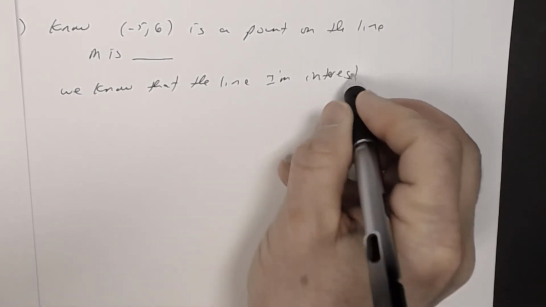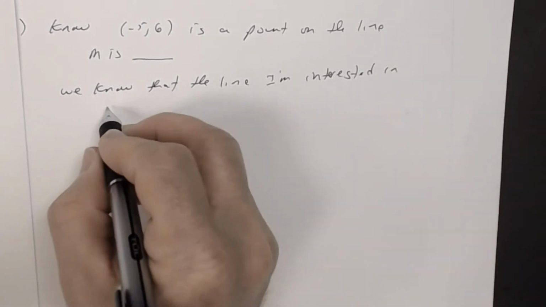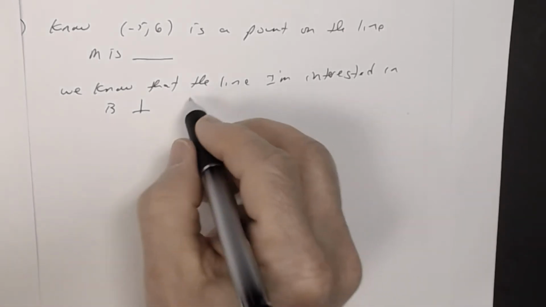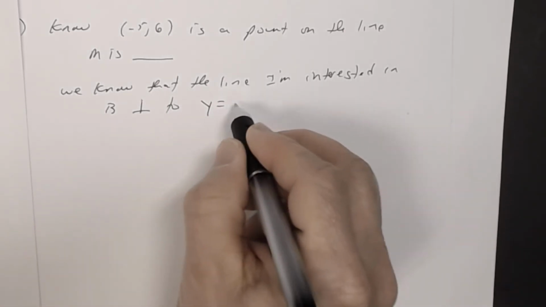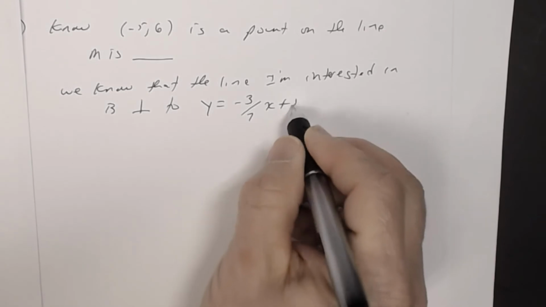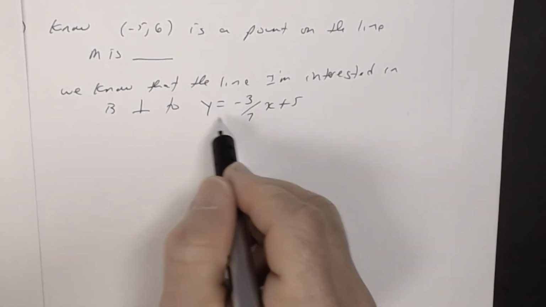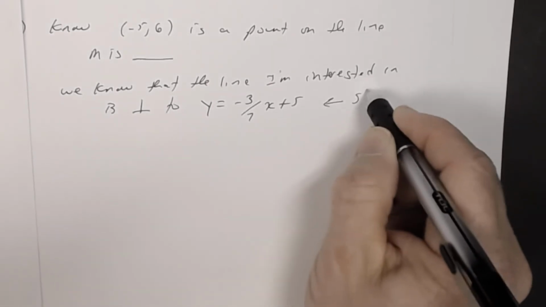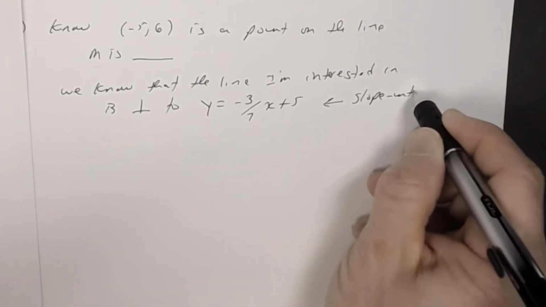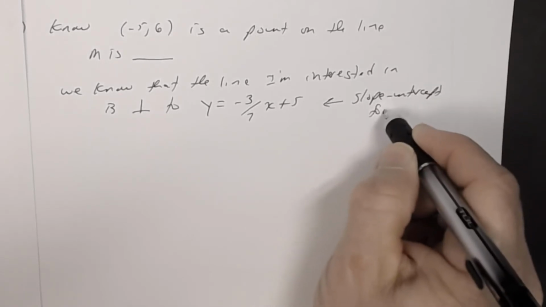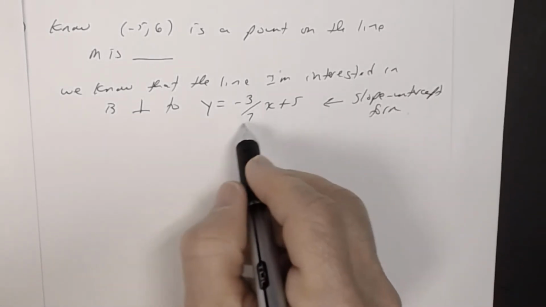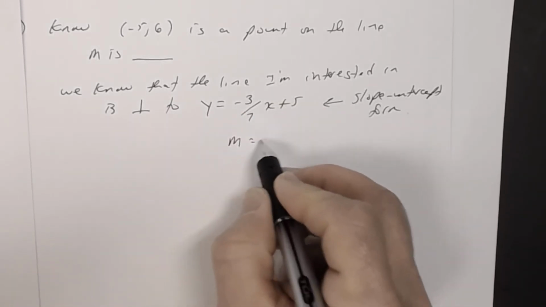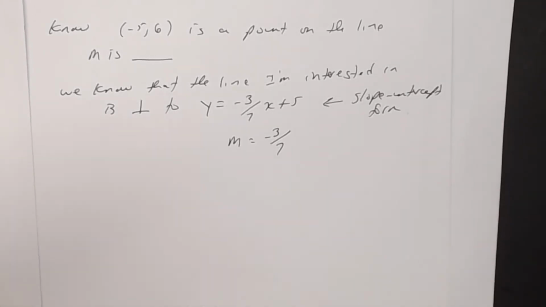the line I'm interested in is perpendicular. I'm going to use a symbol for perpendicular. So it's perpendicular to this line. And this equation is in slope-intercept form. So that's slope-intercept form, right? So if it's in slope-intercept form, then the slope of that line is the coefficient of x. So the slope of this line is negative 3/7.